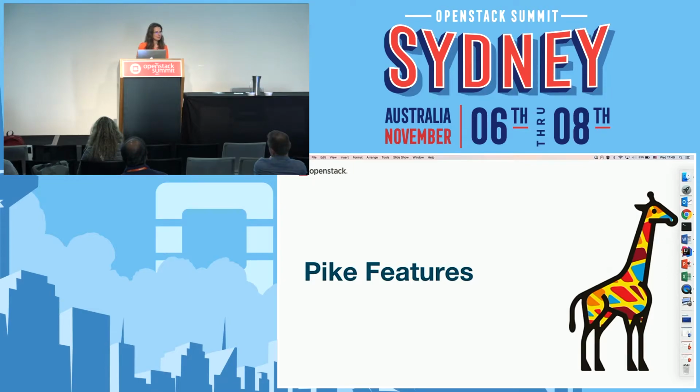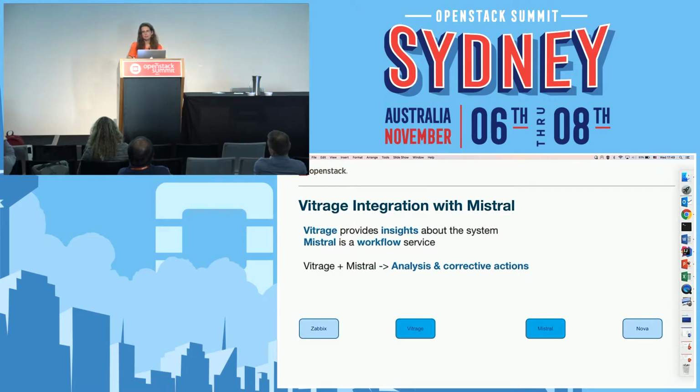I'll describe the main features that we worked on during Pike. So I think the most important feature was the integration between Vitrage and Mistral. Mistral is an OpenStack project for workflows. You can create workflows with different tasks and conditions and all kinds of workflows. And while Vitrage is only meant to provide insights, together, Vitrage and Mistral are capable of both doing the analysis part and executing the corrective actions. So it's a very powerful combination.